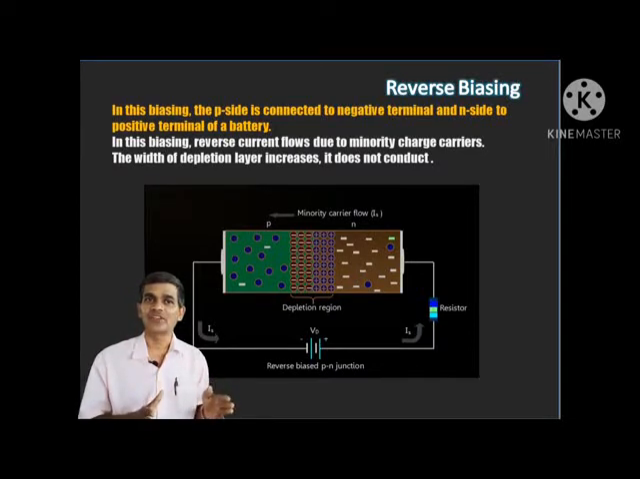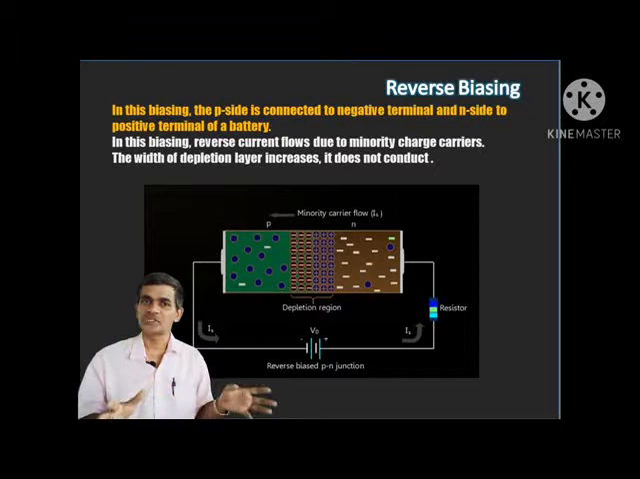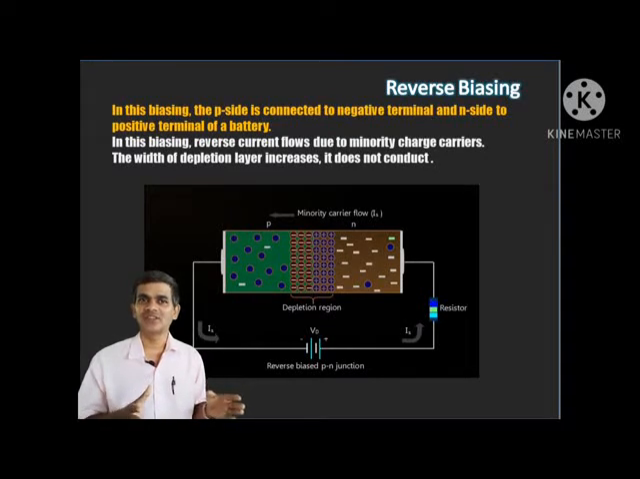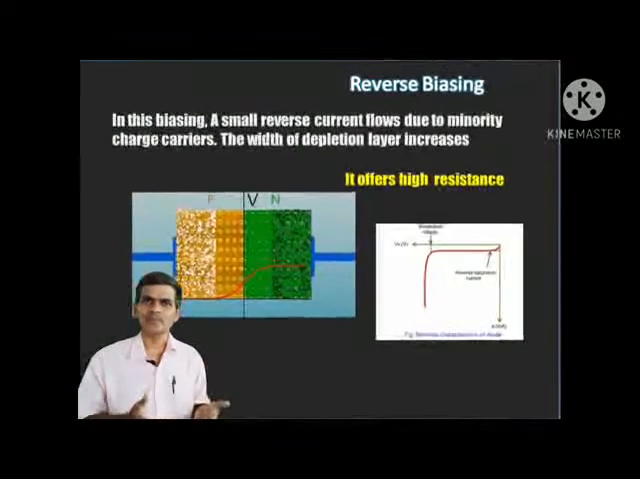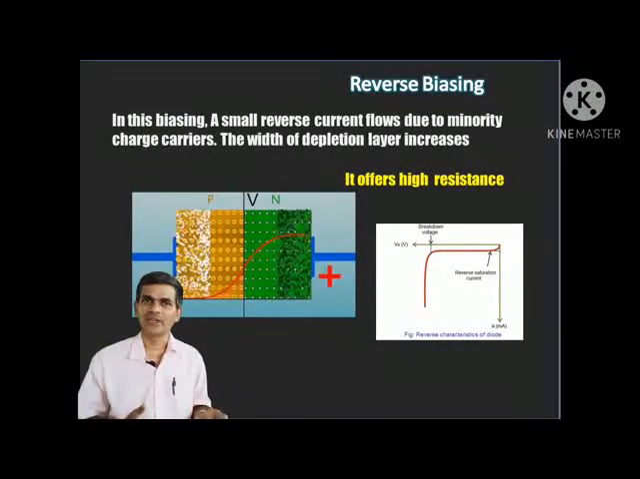Hence, in this bias, a reverse current flows due to minority carriers. A small amount of current flows, but that is due to minority carriers. All majority charge carriers are attracted by the external potential. As a result, the width of the depletion layer increases. It does not conduct, or I can say it has a high resistivity in reverse bias.